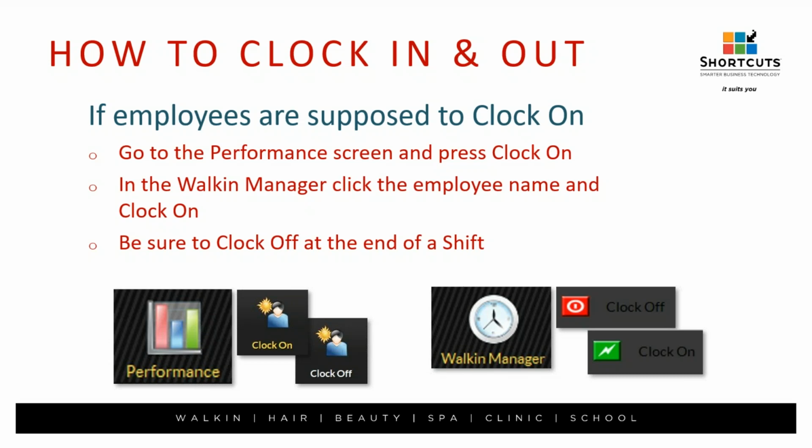So if you're using the traditional appointment book, most of your staff is going to go to the performance button on the right side of the screen, and this is where they'll clock in and clock off. When the employee goes to the performance screen, they actually see what their productivity was for that day, that week, and even that month. Now, if you have a walk-in manager set up instead of an appointment screen, then on the bottom of the walk-in manager is where your staff will click on their name and they'll clock in and clock off when they're done with the day.